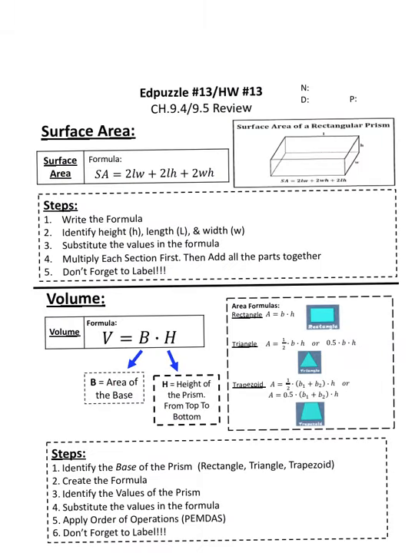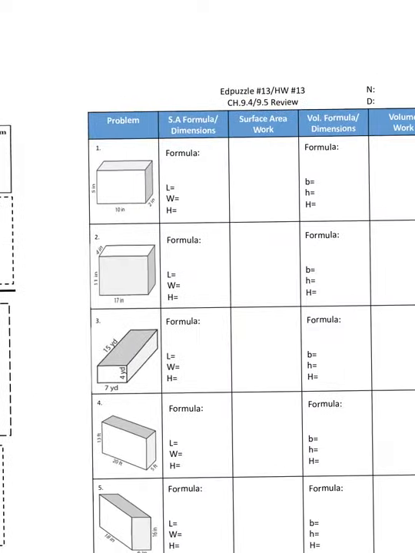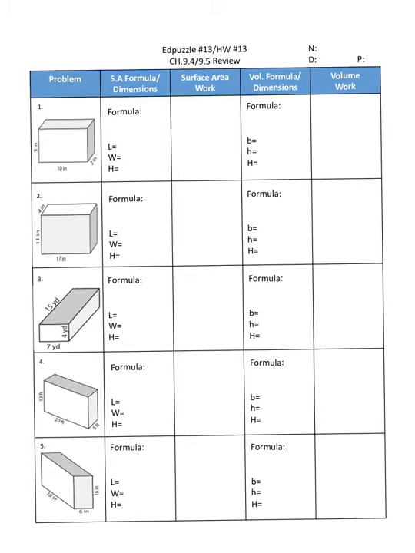Alright, so here's the worksheet as a whole. This will be attached to the Edpuzzle assignment as a PDF, so you can download this and copy down all the notes if you need to. Here are the steps, formulas, all of that information you need for surface area and volume because we're doing review. So this is all the notes part of it, and then here are the examples on the back of this worksheet that will be attached as a PDF to the Edpuzzle.